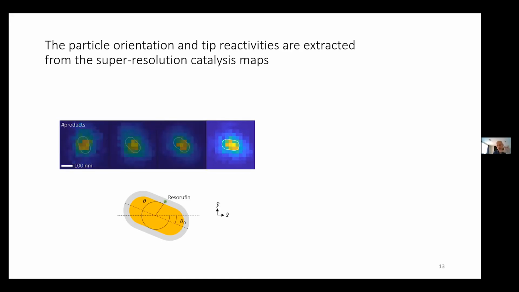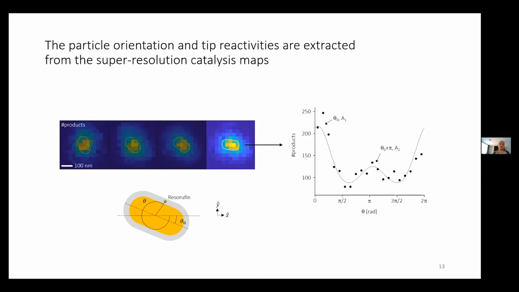So if I take the example on the right-hand side here, you see that the angular distribution consists of 2 peaks, which of course correspond to the two tips of the nanorod. And then what I do is I take this data and fit it to a function that also has 2 peaks. And that then allows me to extract several parameters.